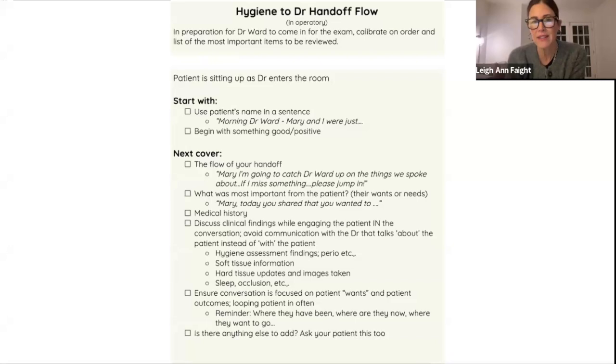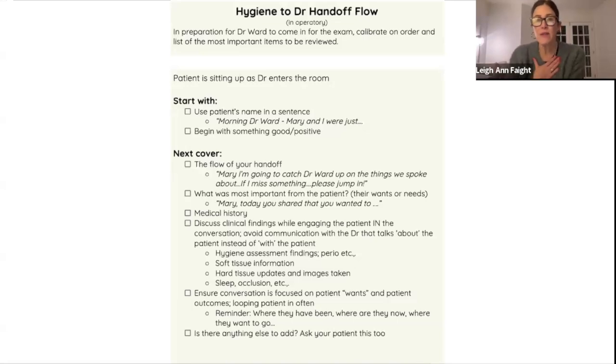And when I'm with practices and we're in the operatory walking through this, this is definitely something that puts them on the edge of their learning, which is this handoff actually happens with Mary. And now I start to talk about what Mary and I discussed to her.